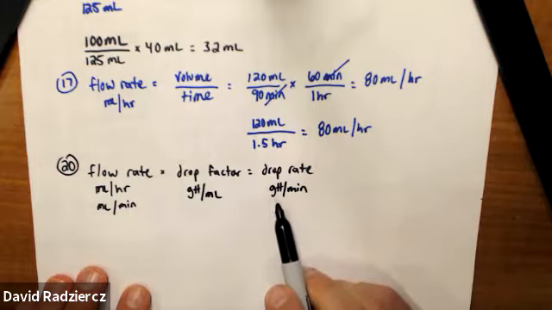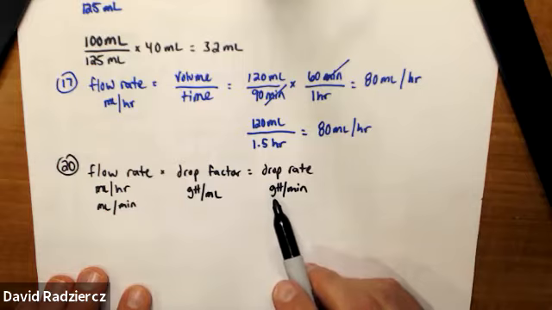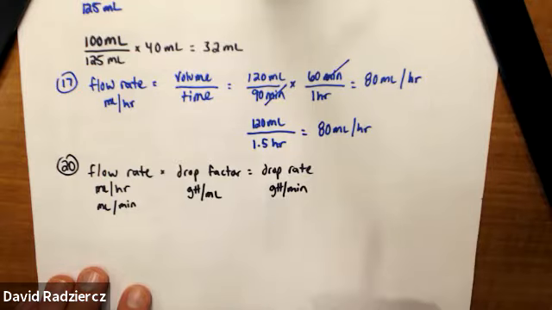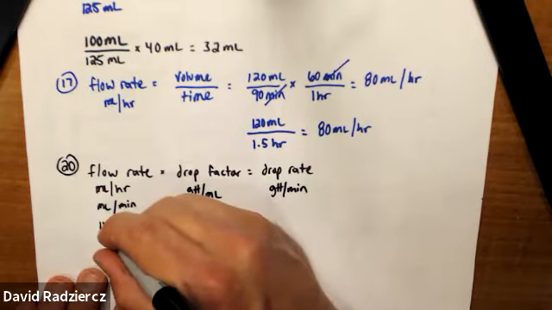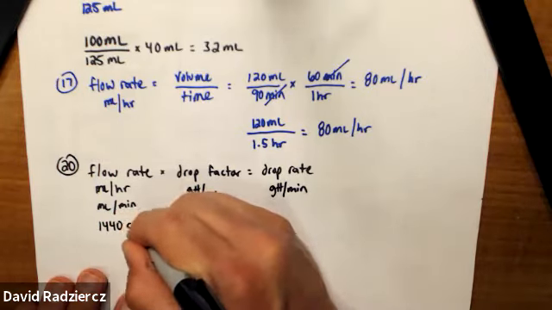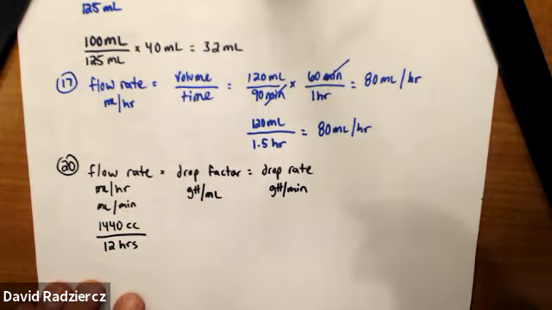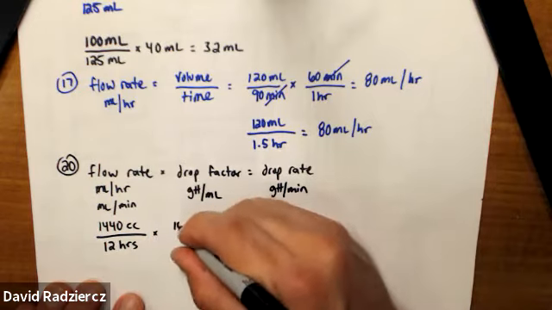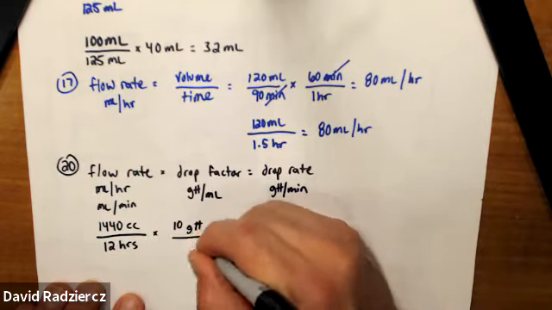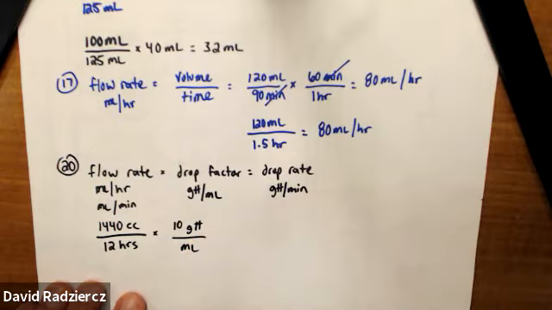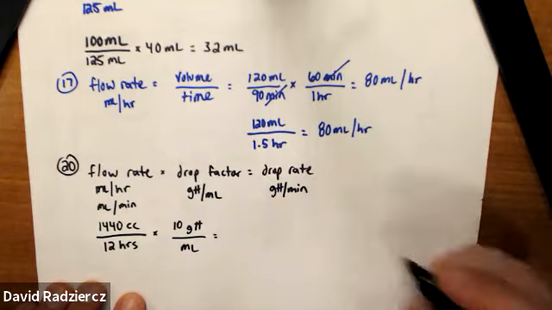And you can't give someone a partial drop. So your drop is always going to be in the whole number. It's going to be a whole number. So if you get like 49.99, it's 50 drops. Okay, just in case you run into that. So this question says we have 1440 cc's infusing over 12 hours. I have a drop factor of 10. Okay. And I want to know how many drops per minute that is.